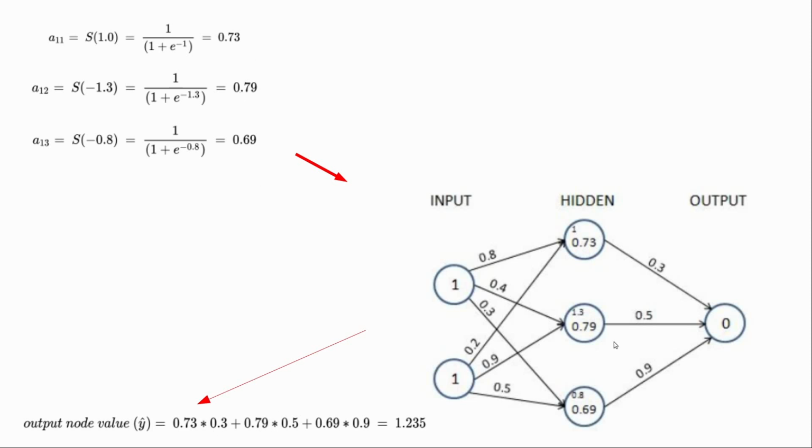Similarly, do for the second node, that is 0.79 we received from here. Multiply that with the weight for this layer, 0.5. And for the third node, 0.69 that we received here, multiply that by the weight here for this connection, and I finally get a value of 1.235, which is a predicted value at the output layer.